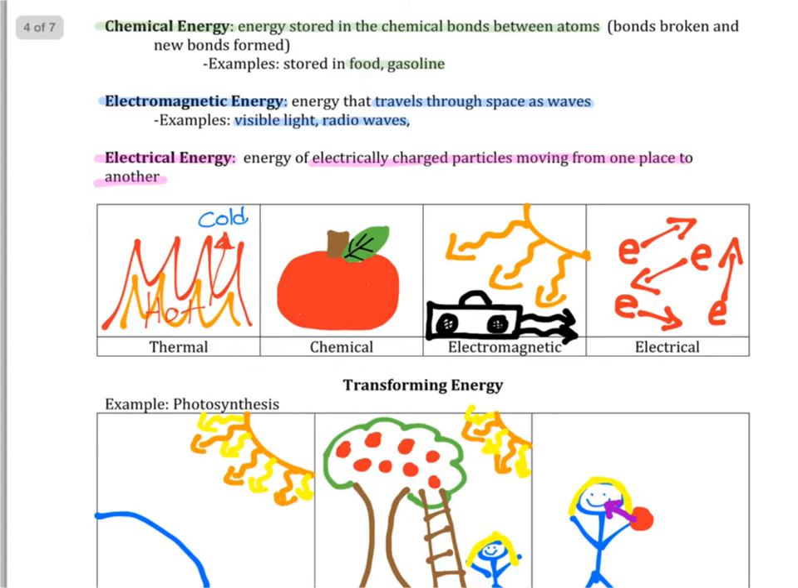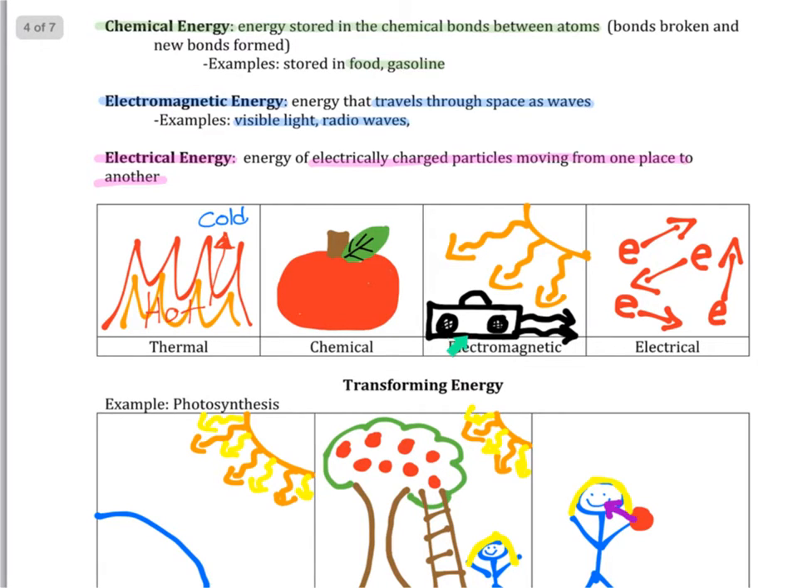So let's take the time to draw some pictures that remind us of the four main types of energy. First, for thermal, I have drawn fire to remind myself that thermal energy is related to heat, but I also wrote the word cold. I wrote it in blue to remind me of cold being the absence of heat. I drew an apple to demonstrate chemical energy because that is one of the examples. Food is an example of chemical energy.